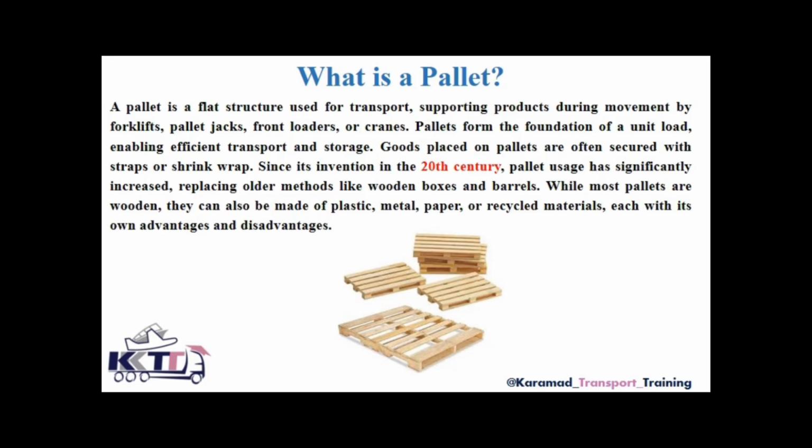carrier, and so on. And in fact, when the goods are loaded onto the pallet, they are packaged with a strap or shrink wrap and fixed on the pallet. After the pallet was invented in the 20th century, its use increased significantly and it gradually replaced old transport methods like wooden boxes and barrels. Most pallets in use are wooden, but there are also plastic, metal, and other types, each with its own advantages and disadvantages.